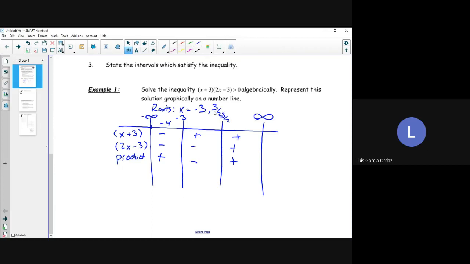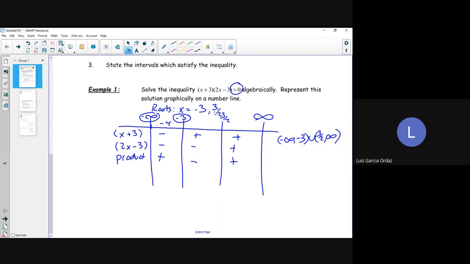Okay. So if I were to write this in interval notation, how would it look? Remember, we're looking for when the inequality is greater than 0, so where all the products are positive. So it is positive between negative infinity and negative 3. And where else? To positive infinity.